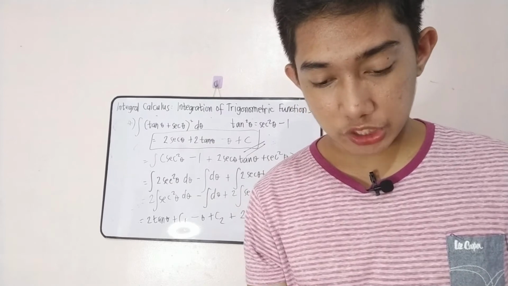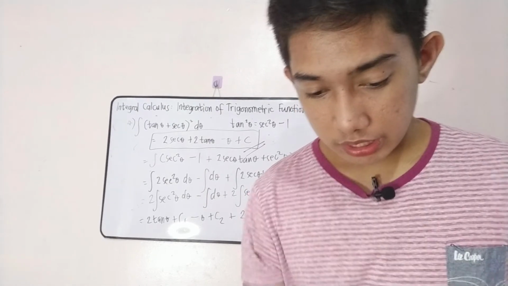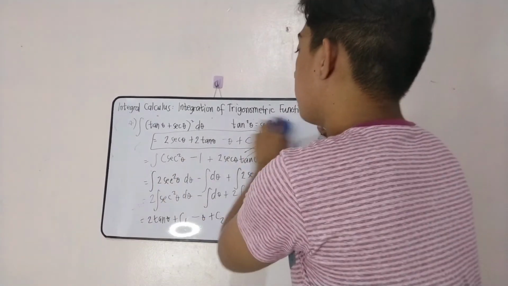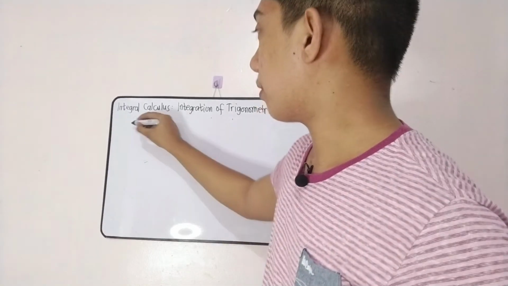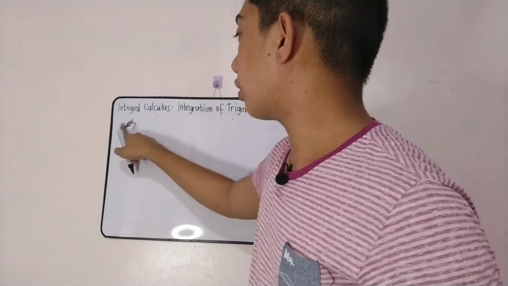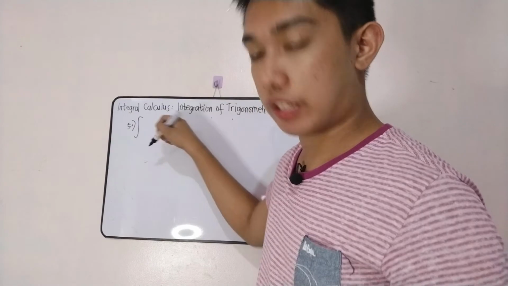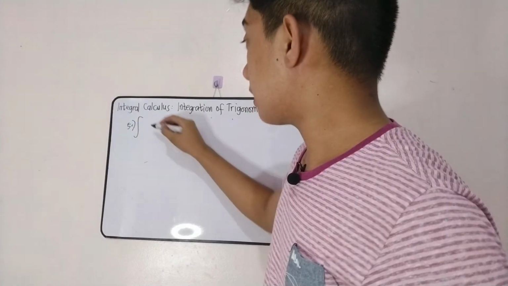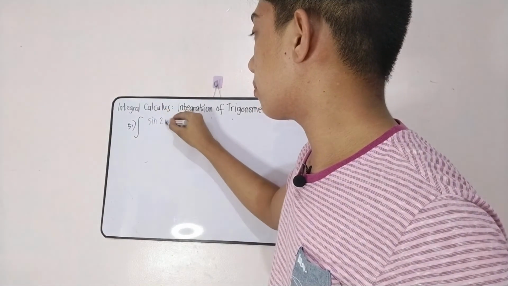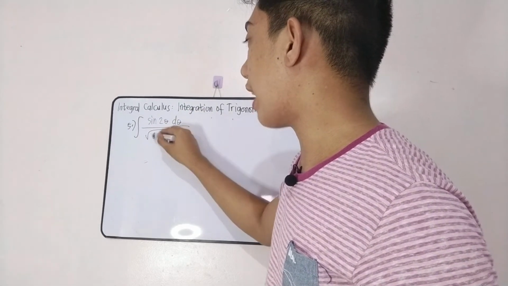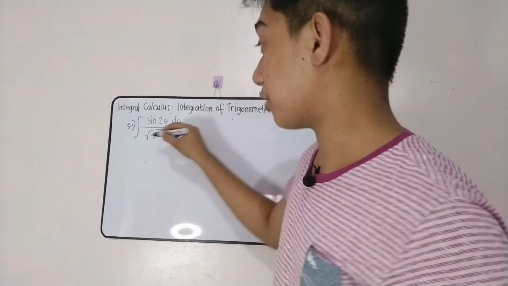And, let's go for the last problem. Okay? Last problem, guys. Our last problem, number 16, will be the integration of sine 2 theta d theta all over the square root of 5 minus cosine squared theta.